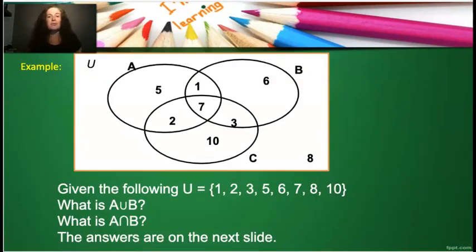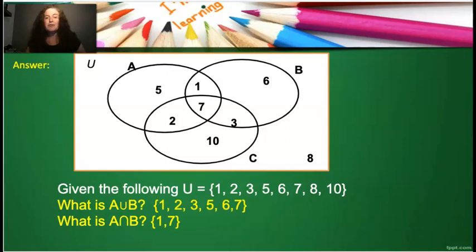Now here's an example Venn diagram, and I have the universal set being 1, 2, 3, 5, 6, 7, 8, and 10. And it's asking you, what is A union B, and then what is A intersection B? So this will give you a good time to practice writing set notation and making sure you understand union versus intersection. So pause the video if you need to.